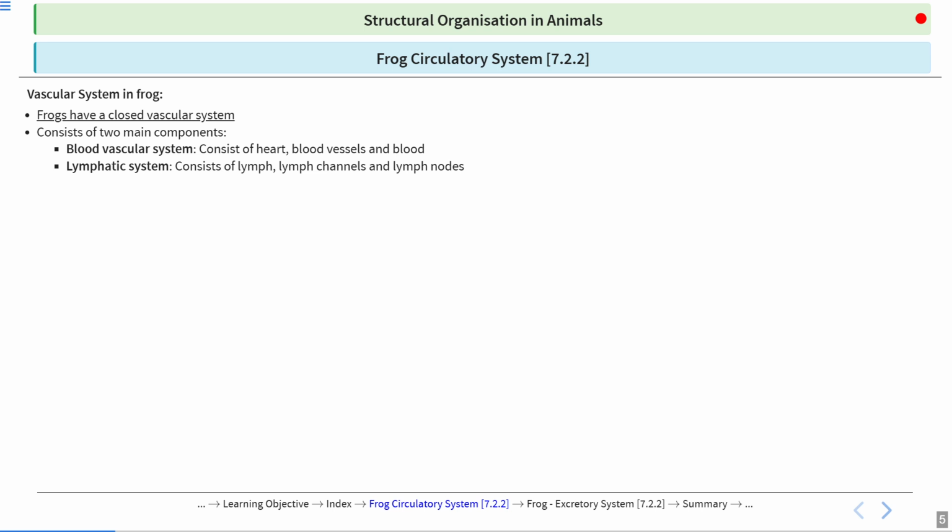The second part of the vascular system is the lymphatic system. It consists of lymph, that is again a type of liquid substance. And there are some lymph channels and also the lymph nodes. Okay.